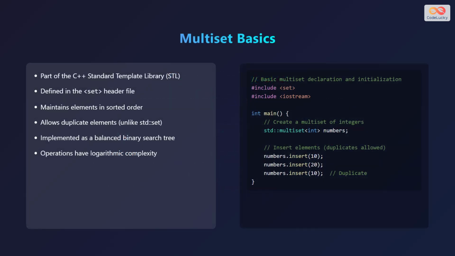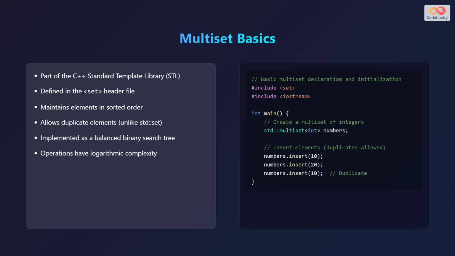Multisets are part of the C++ Standard Template Library, or STL. They are defined in the set header file. Multisets maintain elements in a sorted order. The key difference between a multiset and a set is that multisets allow duplicate elements, unlike standard sets. Multisets are typically implemented as balanced binary search trees, ensuring that most operations have logarithmic time complexity.